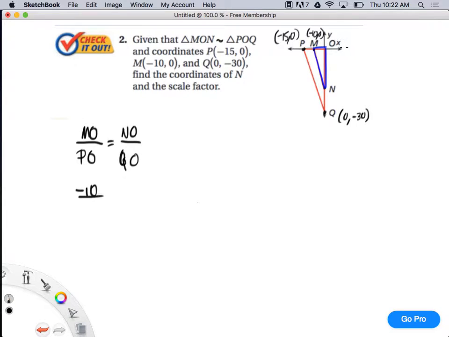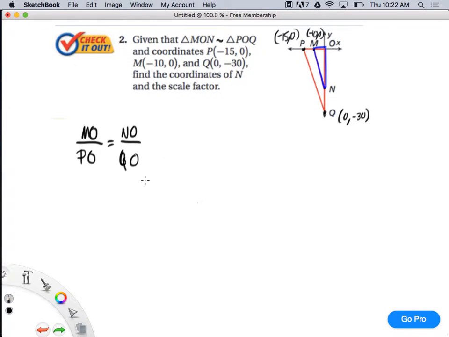Should we put the original on the bottom? Negative 15. Use the dilated over the original. Yeah. Okay. So this is one way to do it. Let me just continue this way, and then I'll show you the original way that I showed you.